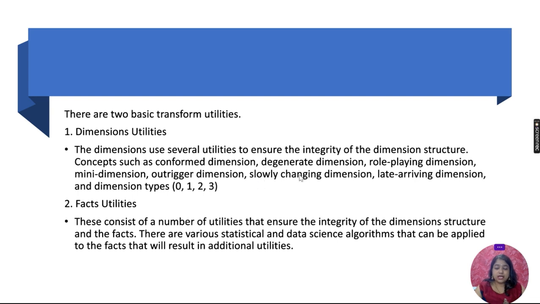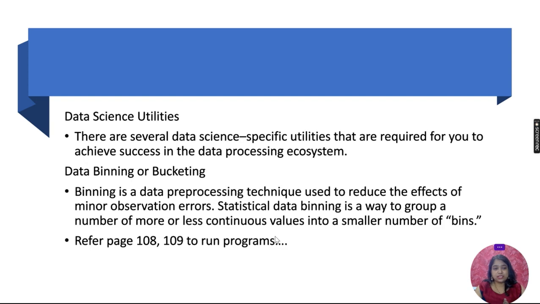So slowly changing dimensions we have already learned in the Sun model, and the Sun model is an example of that. In that we also have the dimensions which are type 0, 1, 2 and 3. Then we have the fact utility. These consist of a number of utilities that ensure the integrity of the dimension structure and the fact. There are various statistical and data science algorithms that can be applied to the fact that will result in additional utilities.